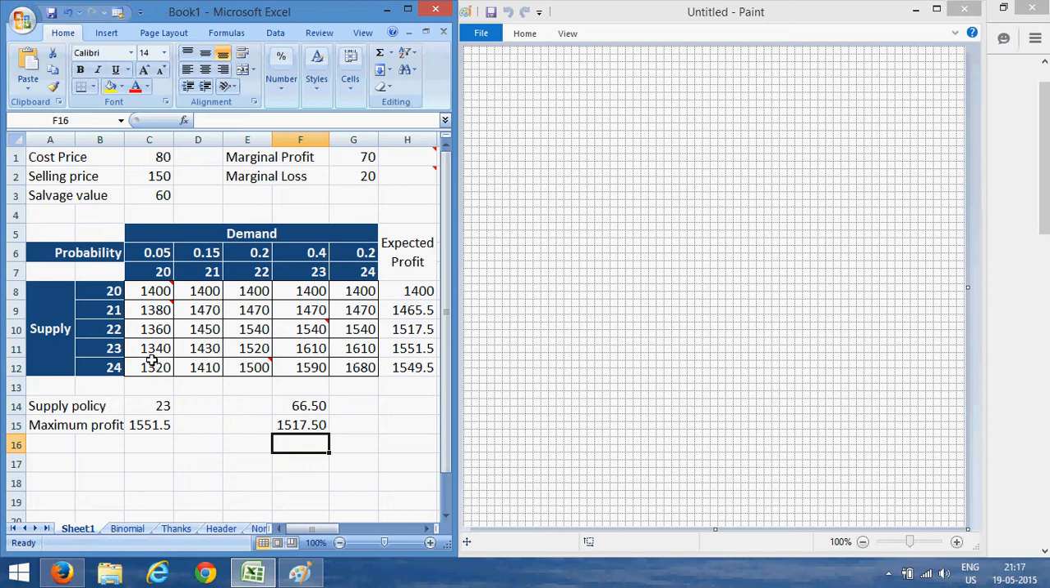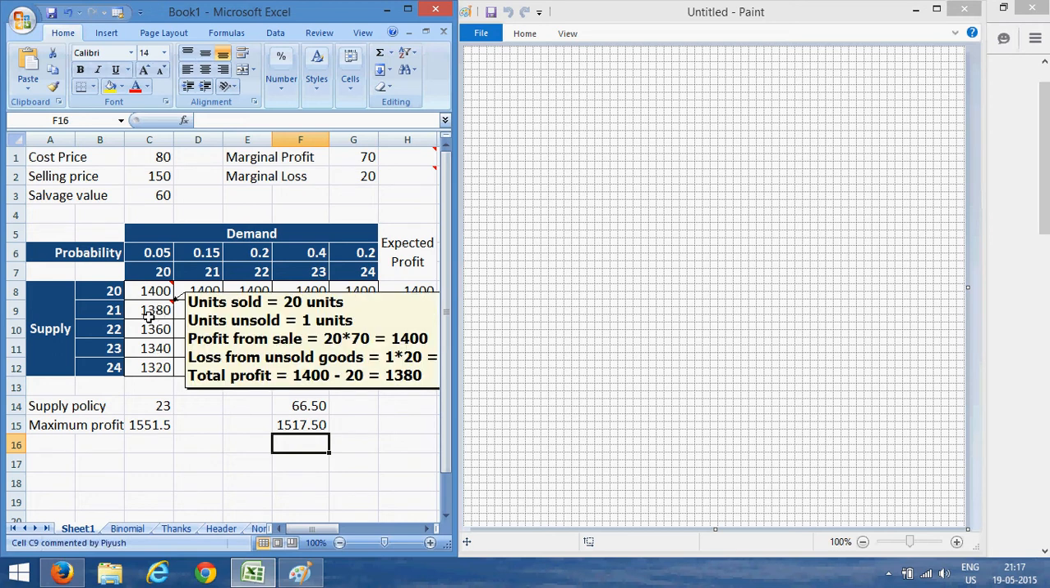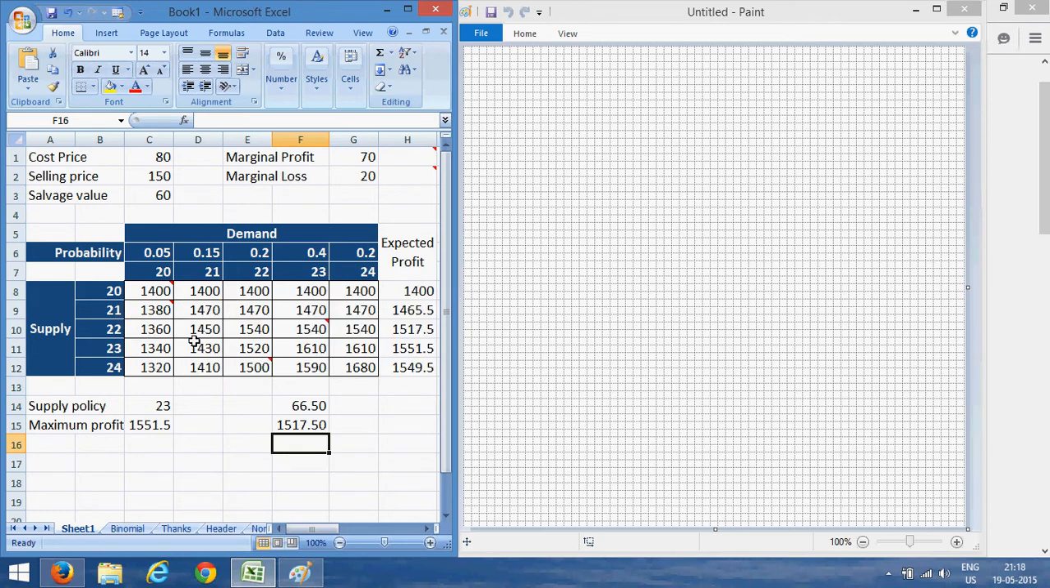So let's look at one. In this case the demand is for 20 and supply is 21, so we will sell 20 units, whichever is lower, and earn $1400 from it. We will have one unsold, so we lose $20 from it. Net will be 1400 minus 20, 1380. All the details are there in the previous video. So if you're not with me, please go and have a look at that video and come back.